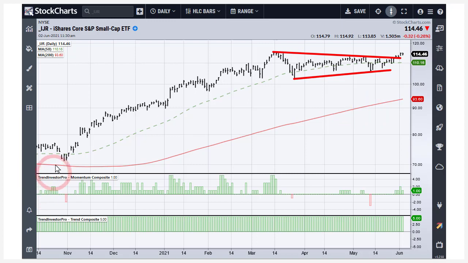I mean, look at the advance we've had since the latter part of October, from 70 to 115 or so. That is a huge advance, 40+%, and you're entitled to a rest. And that's what this looks like we're having, a consolidation, and IJR is breaking out of that triangle consolidation as we speak.